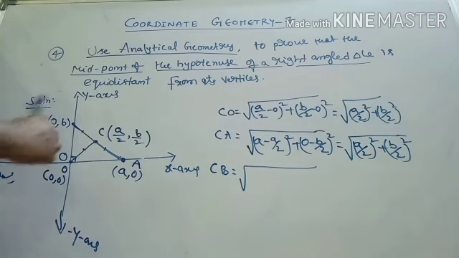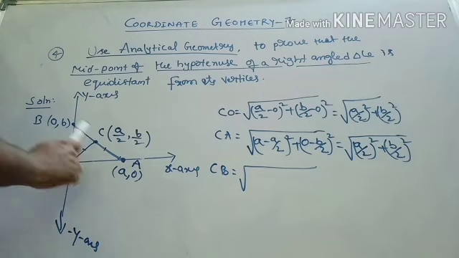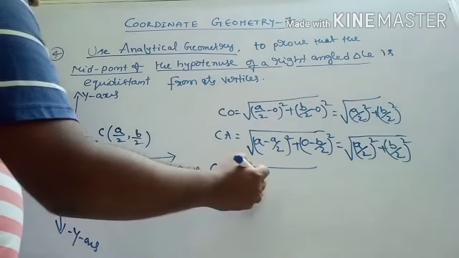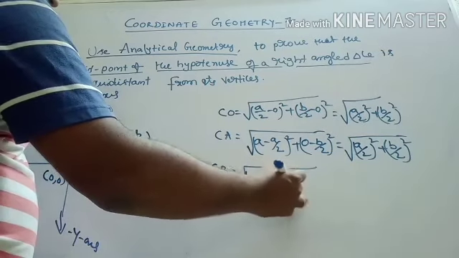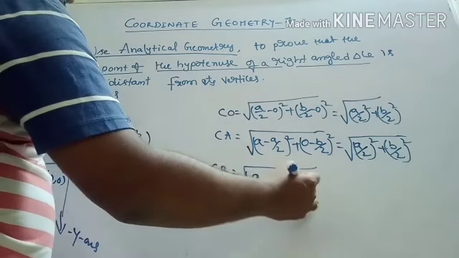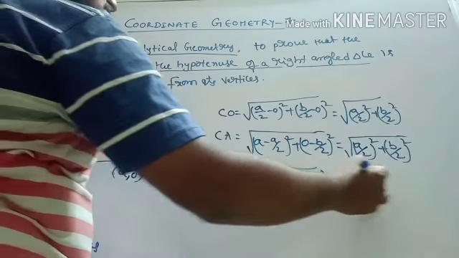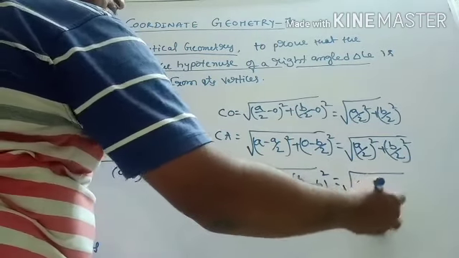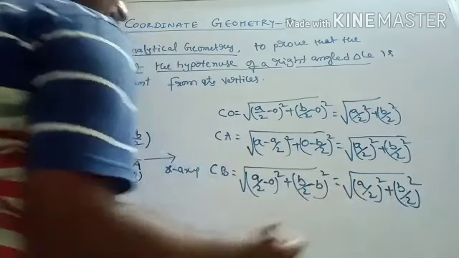CB: if you take this as x1, y1 and another one as x2, y2, you are going to have (A by 2 minus 0) whole square plus (B by 2 minus B) whole square, and this of course is also under the square root, (A by 2) whole square plus (B by 2) whole square, you are having like this.